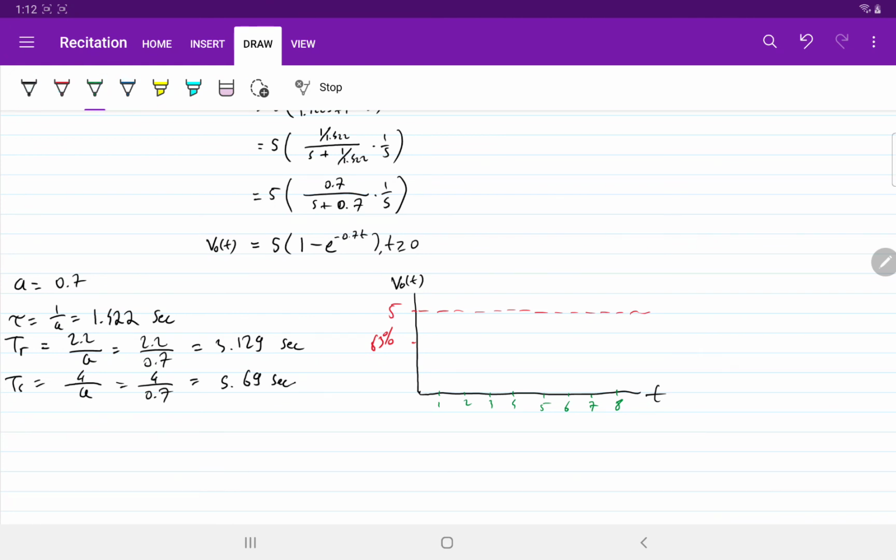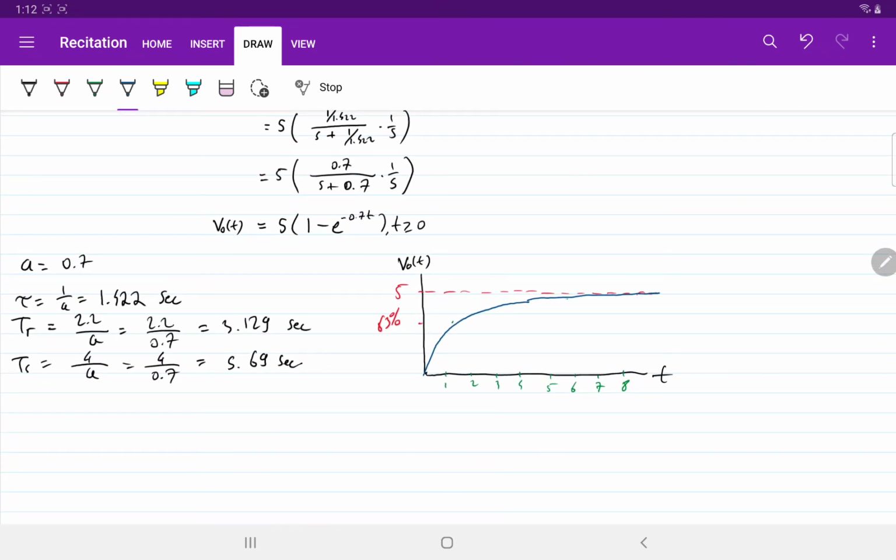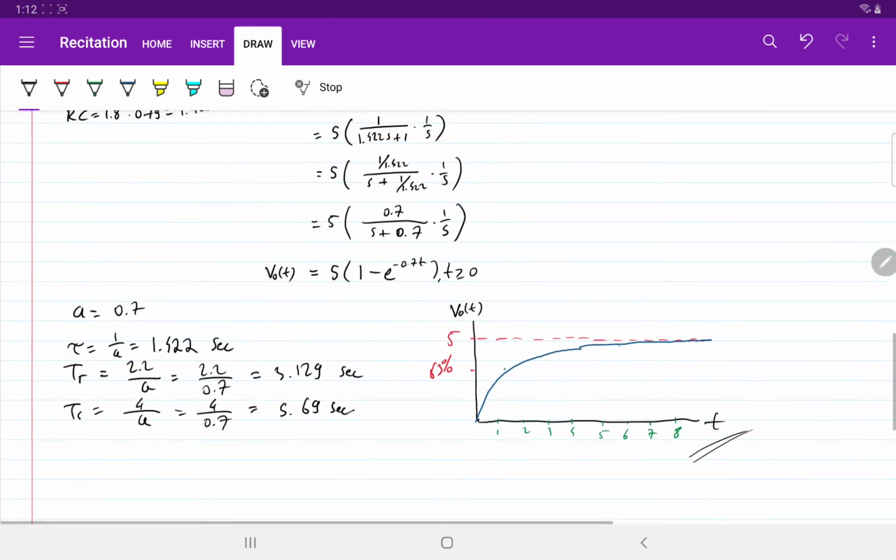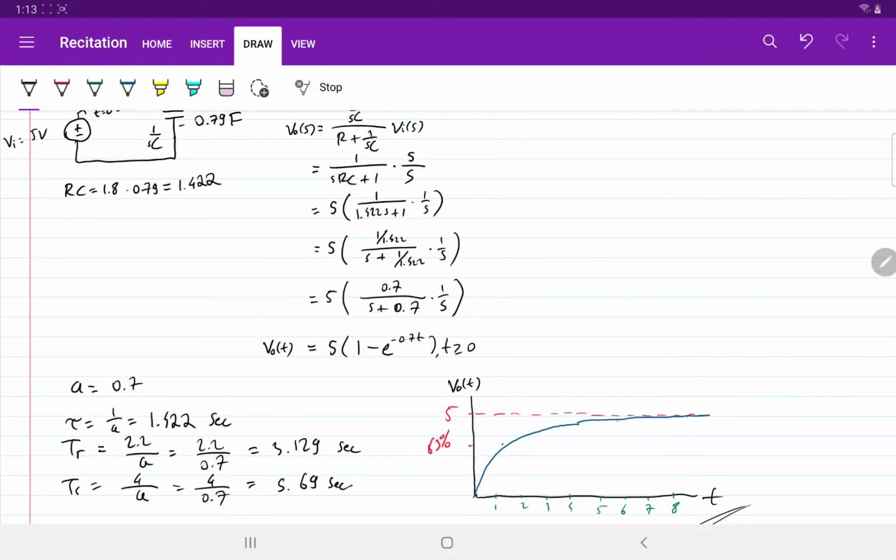At 1.422 we have 63%, so it should be around here. And then from the settling time, which is at 2%, around 5.7, so here. So it should look like this: rise, something like that. Okay, so this is the trajectory of the output voltage with respect to time. So this is the final solution. Right, that's the first problem.